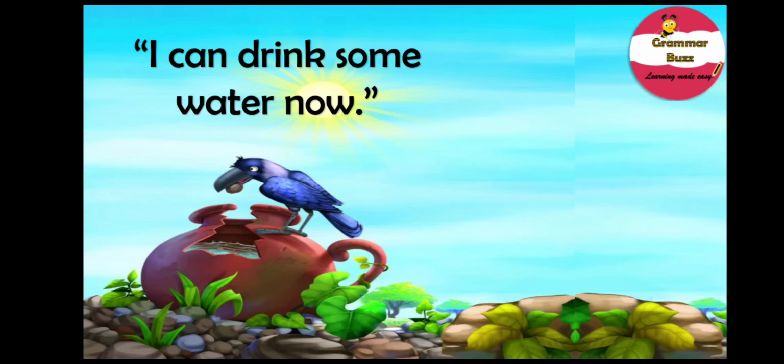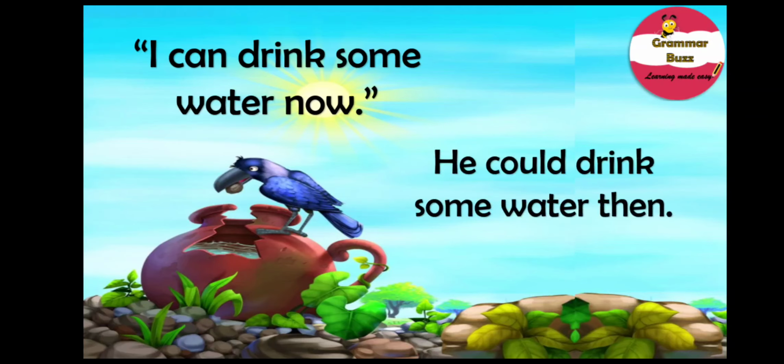He was happy to see the water level slowly come up, and he said, "I can drink some water now." I can drink some water now. And that's your sentence. Hey, quickly convert that to indirect speech. And what do we have? Yes, what do we have here? And you are right. It is, he could drink some water then. He could drink some water then.